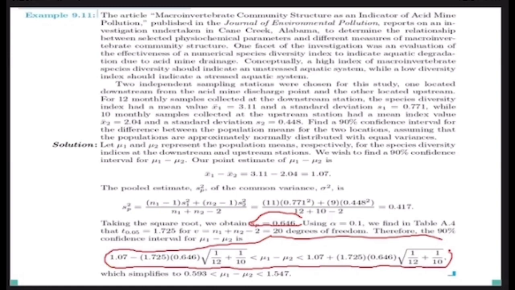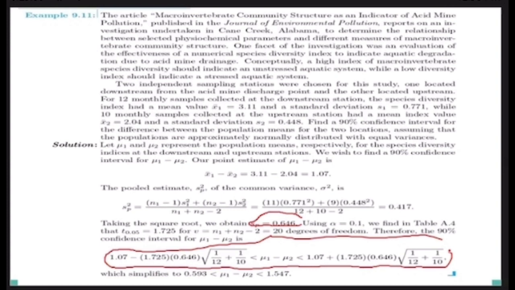Now, I actually need to go to the table to check for t. I need my degrees of freedom. Don't forget, n1 plus n2 minus 2, right? 12 plus 10 minus 2. That's going to be 20. So now I have my degrees of freedom. I also need the level of significance, because if I want to check from the t table, I need the degrees of freedom and the level of significance.